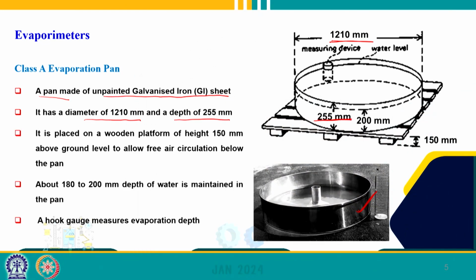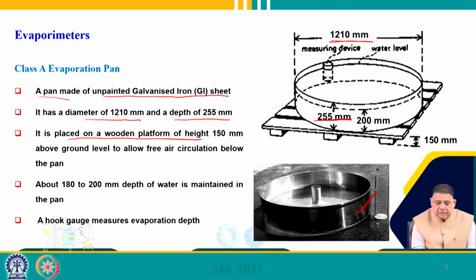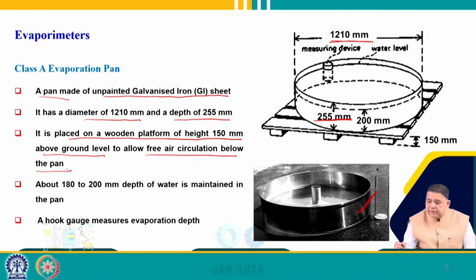Typically, while installing this evaporimeter, it is placed on a wooden platform of height 150 millimeters above ground level to allow free air circulation below the pan. As you can see here, this is the wooden platform used to install this particular Class A evaporation pan, and its height is 150 millimeters. The idea is that there should be free air circulation not only from the top, but also from the bottom, so that natural environmental conditions are maintained while measuring the evaporation using this pan.